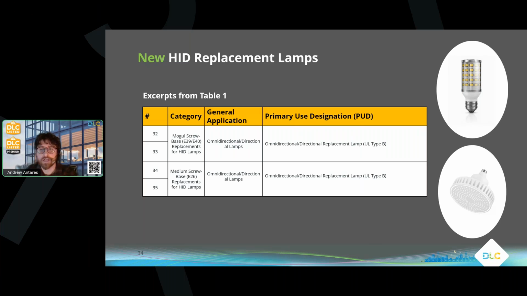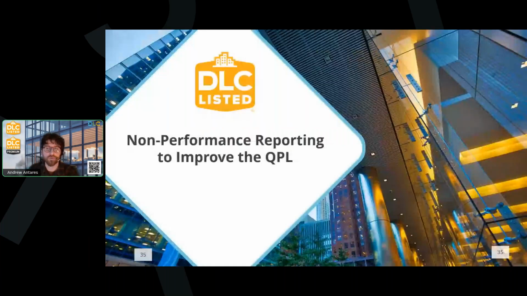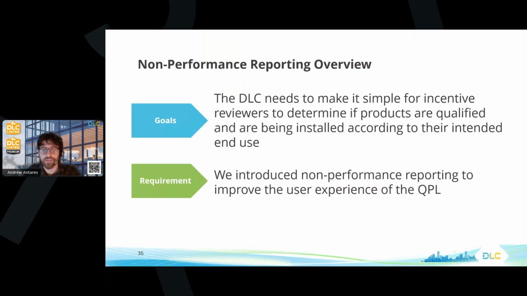Now let's take a look at a topic section that is brand new to SSL version 6, non-performance reporting. We receive a lot of feedback on how to improve the user interface of the QPL. The most frequent users are people working for efficiency programs who are reviewing incentive applications. So improving the experience of the QPL can also help to shorten the incentive application process. And there are many improvements to the QPL user interface that can be done independently, but sometimes we need to expand the requirements to get the kind of information onto the QPL that incentive application reviewers need the most.